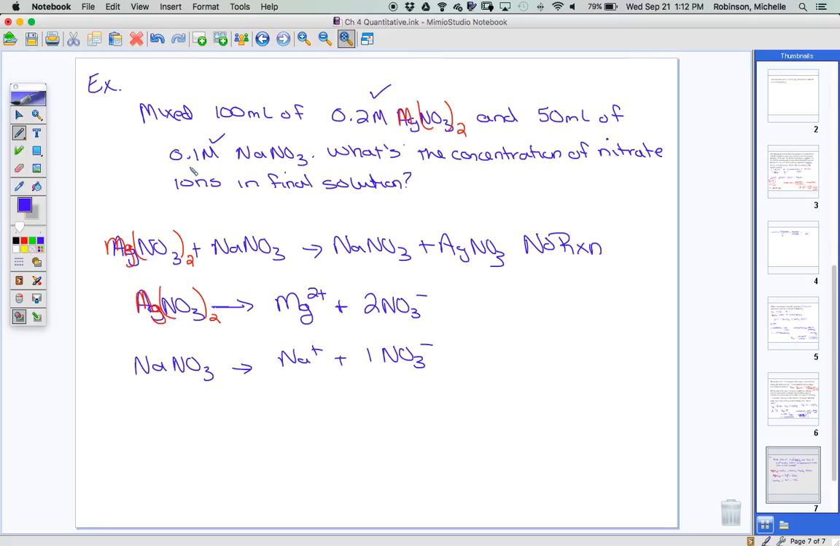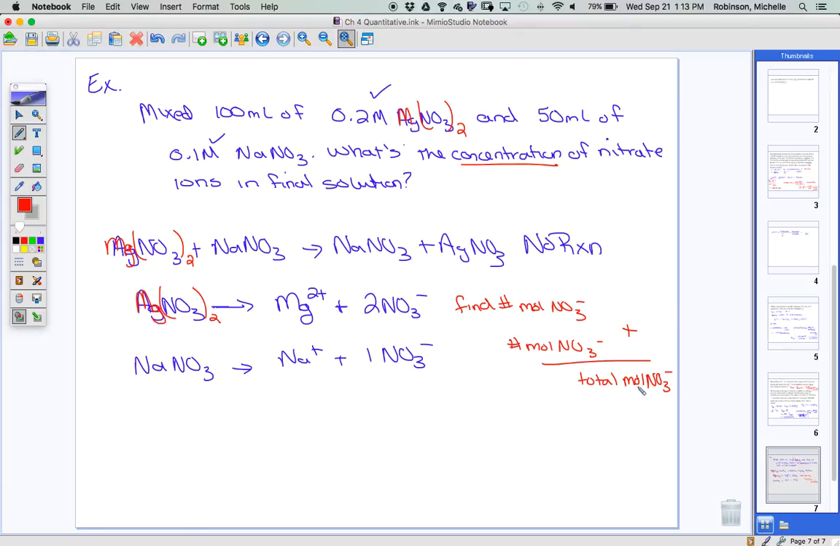Okay, so what we have to do is we have to know how many moles of NO3 comes from here. So we have to find the number of moles of NO3 that come from the magnesium nitrate, and then we need to know the number of moles of NO3 that come from the sodium nitrate. And then because nothing reacts, both of those are added together. We can add those, right? And we'll get the total number of moles of NO3 in the solution. Will that solve our problem? Because what do we need? We got to get to concentration.